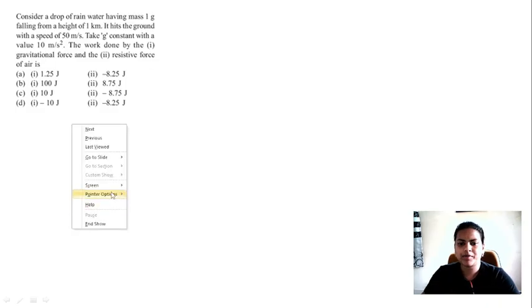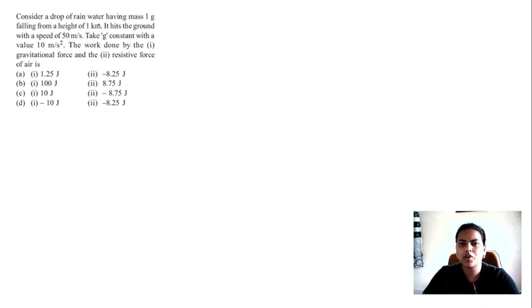Let's solve some examples. Consider a drop of rainwater having a mass of 1 gram falling from a height of 1 kilometer and hitting the ground with a speed of 50 meters per second. g is constant at 10 meters per second squared. Find the work done by the gravitational force and the resistive force of the air.